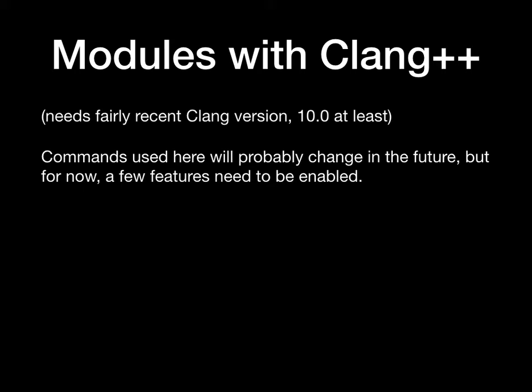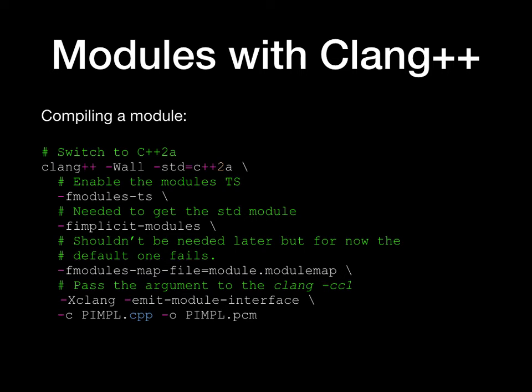Okay, so let's start. To compile a module, the first line is very simple. Just enable the basic warnings and switch to C++2a, which is the working name of C++20. Enable the modules TS, technical specification. So this was the work in progress for modules, the document that specified them.